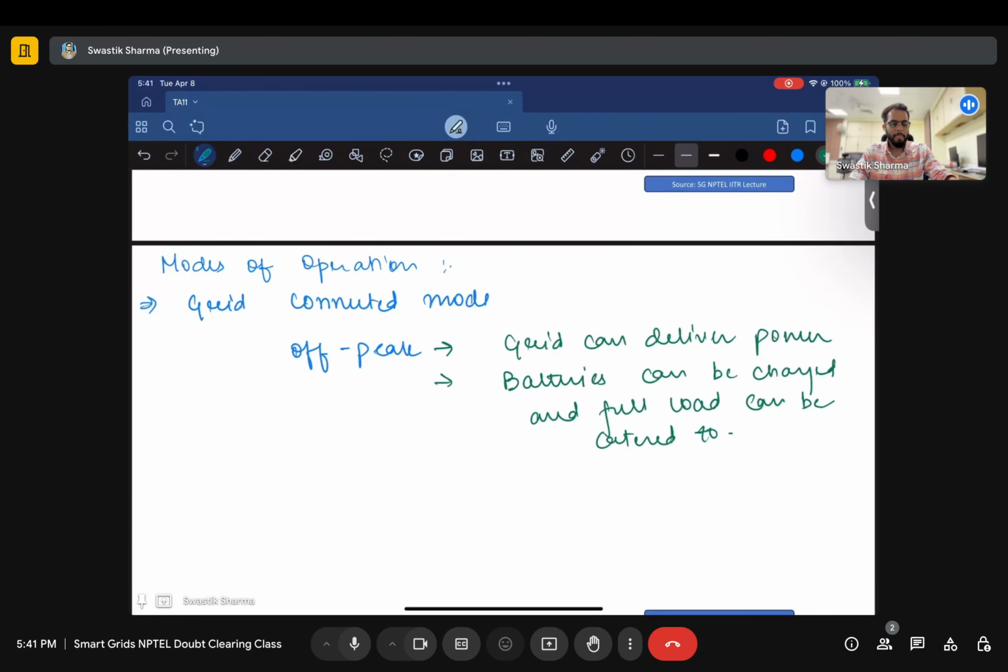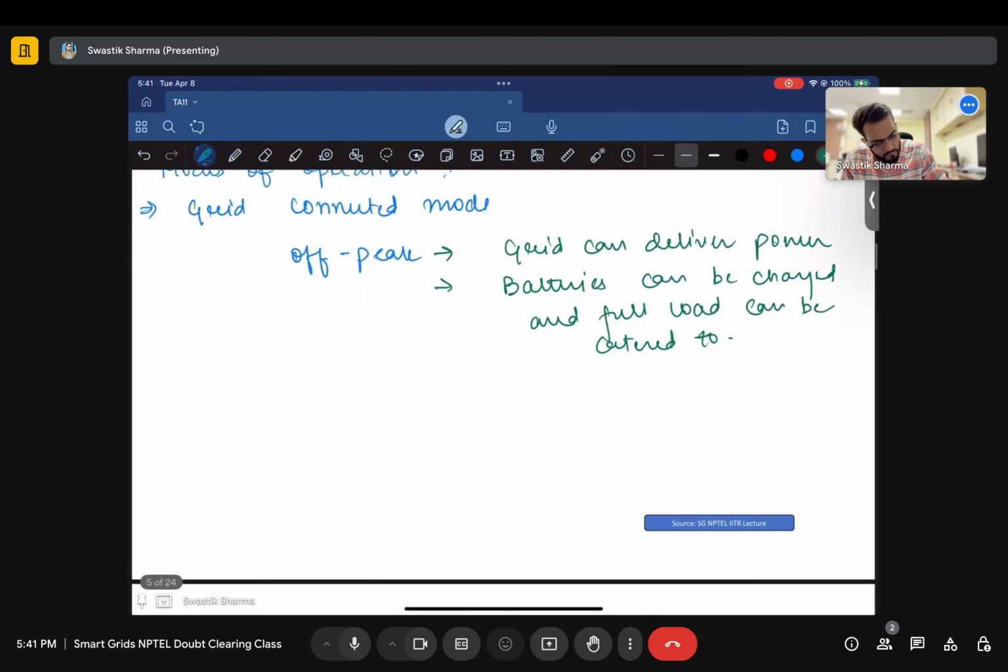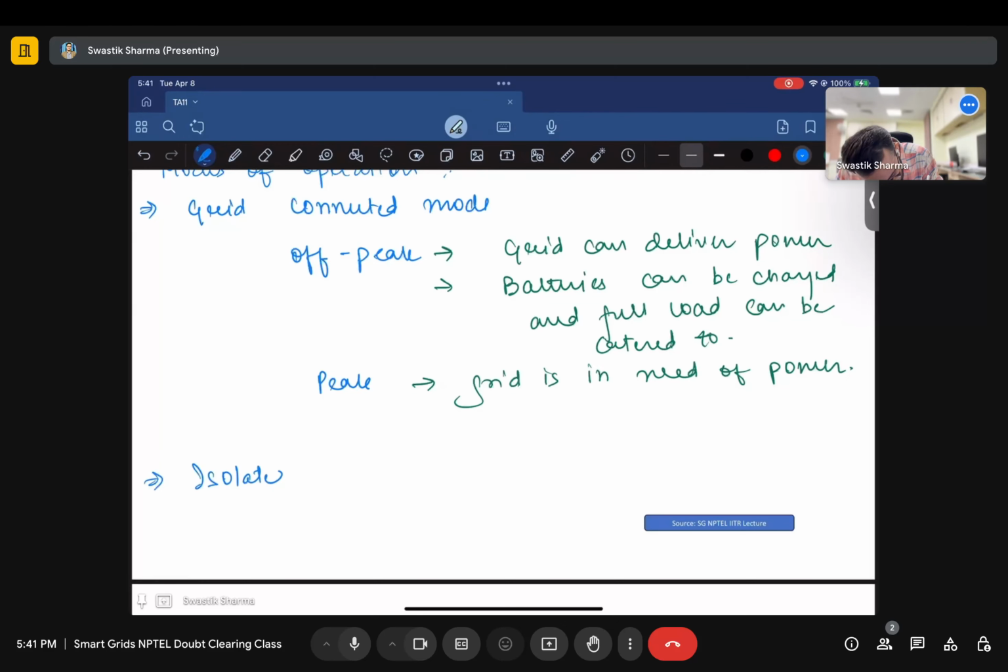right? And at the peak mode, grid needs power, right? And last mode is isolated mode. Why am I writing all of this? Because next I'll talk about a few waveforms that we discussed in the class, and over there these things come, and I want to ensure that all of us are on the same page, right?